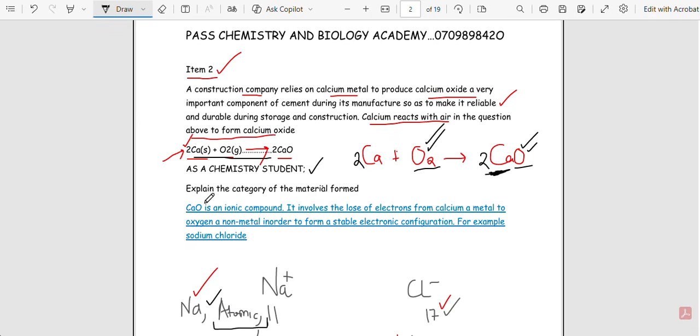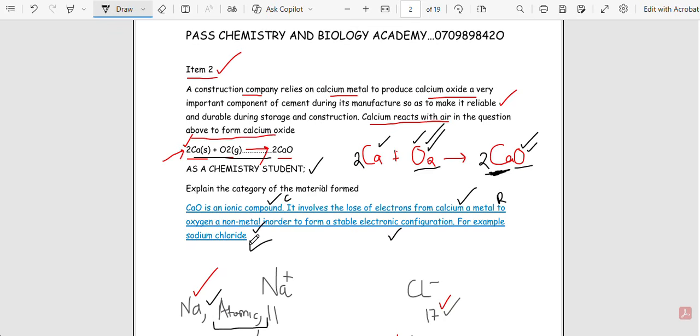What is the question? They told us, as a chemistry student, explain the category of the material formed. So this is how they explain. On item 2, we give the category, reason, and example. This is coming from the ionic bonding that we are looking at. So calcium oxide is an ionic compound. Why? It involves calcium, which is a metal, and oxygen, which is a non-metal. You give that reason. So this is a category.